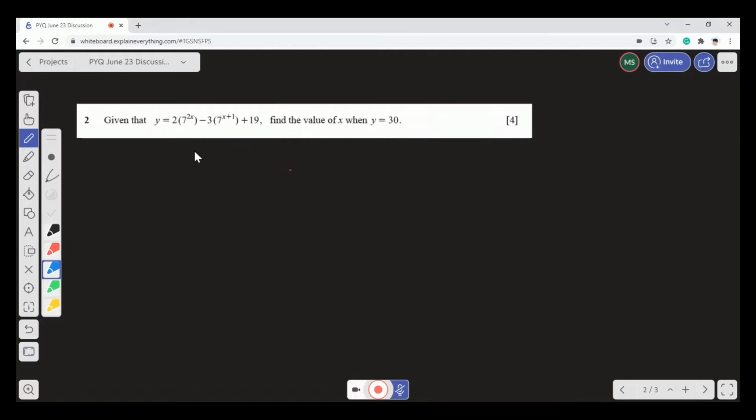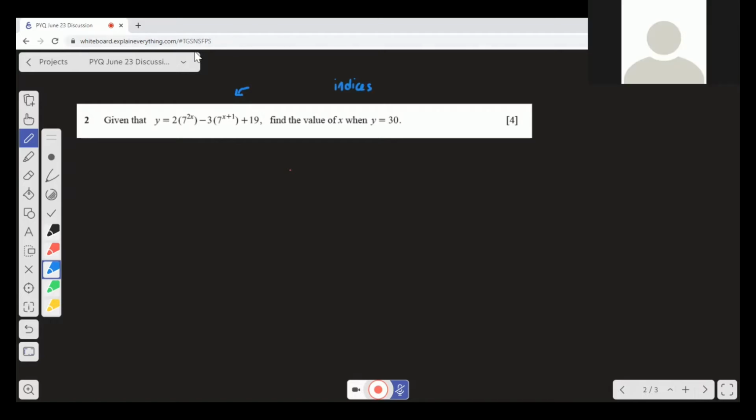So that afterwards you can make 7 power x equal u or x or whatever. Basically we can change the 7 power x to something else, right? But what do we call these indices usually? There's a name for these indices. Additional or subtractional indices. Usually when they ask indices, there will be times, divide, but for this case, they are plus and minus. So we have to separate like what Wan Zhang said. So 7 power 2x minus 3 bracket 7 power x times 7 power 1 plus 19.